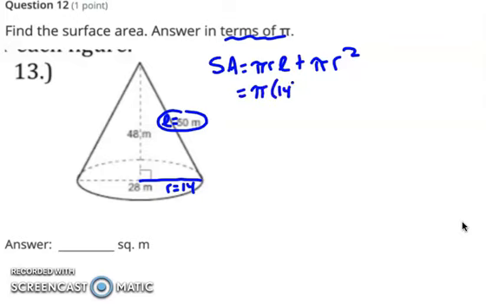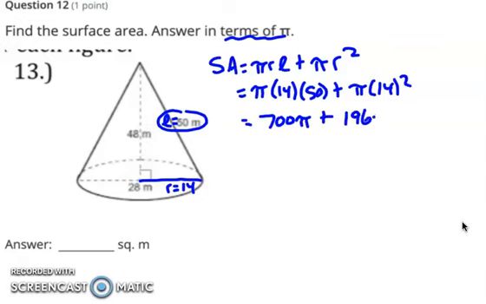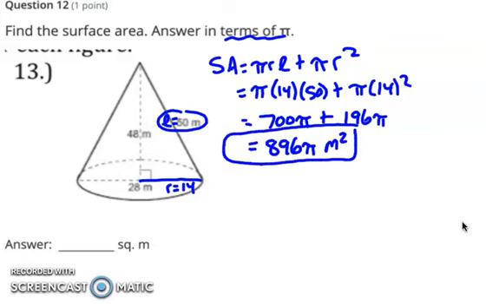Pi times 14 times 50 plus pi times 14 squared. Okay, so we have 14 times 50. We're keeping this in terms of pi. That will be 700 pi plus 14 squared, which is 196 pi. So we need to add those together. 896 pi is going to be our answer in square meters. So we left that one in terms of pi.